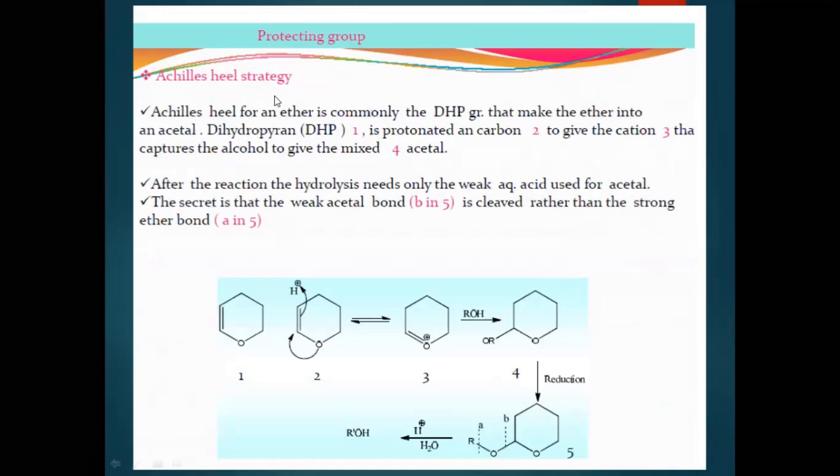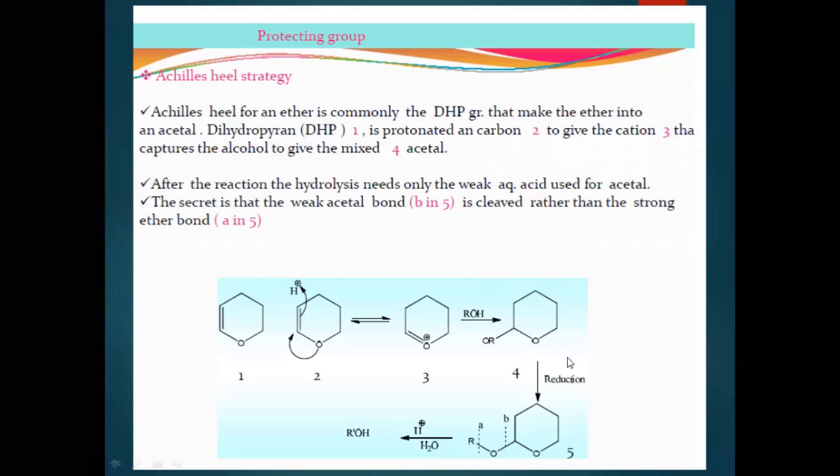Similarly, you can use this strategy also. You need to take this as a reagent, and consider that you have certain reducible functional groups present on this R group, along with the OH functional group. Then your reaction site is not the OH, but some other site present in R. Then you need to protect this OH first. So how to protect? You need to use DHP, dihydropyran, as a reagent. What will happen? It forms an acetal, a weak acetal bond formation. So this is the acetal.